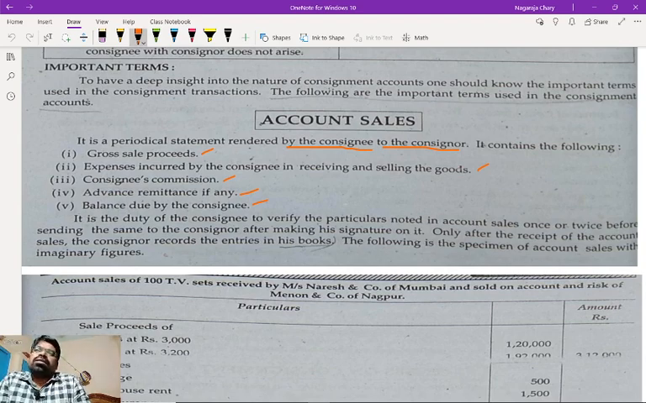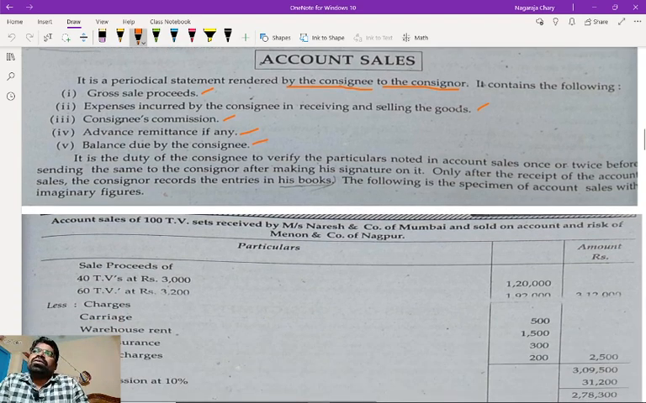Only after the receipt of the account sales does the consignor record the entries in the books. The following is the specimen of account sales with imaginary figures. Let us see how account sales represents the details. Who is preparing account sales? Account sales is prepared by the consignee to send to the consignor the detailed information.